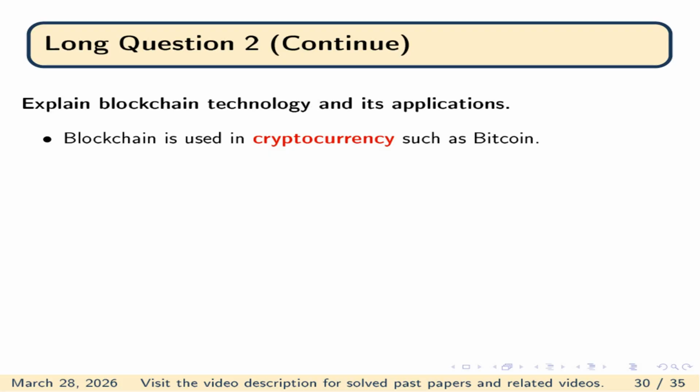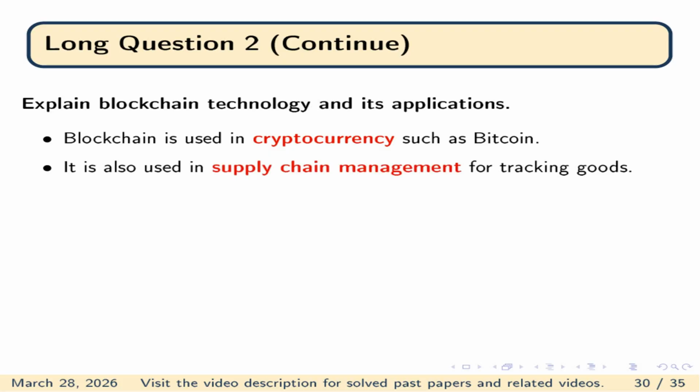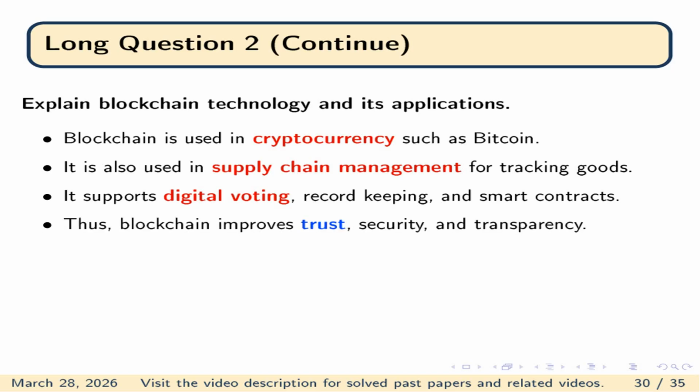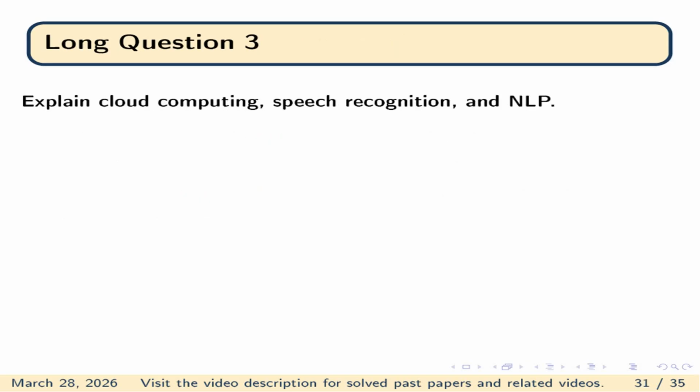Blockchain is used in cryptocurrencies such as Bitcoin. It is also used in supply chain management for tracking goods. It supports digital voting, record keeping, and smart contracts. Thus, blockchain improves trust, security, and transparency.